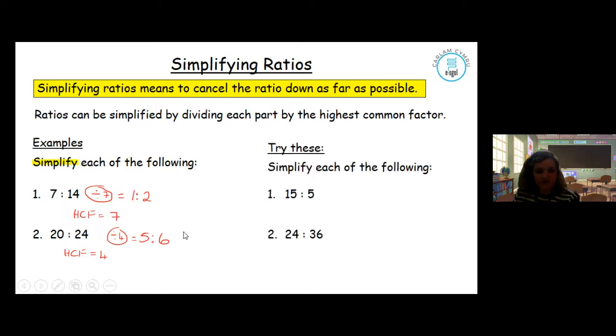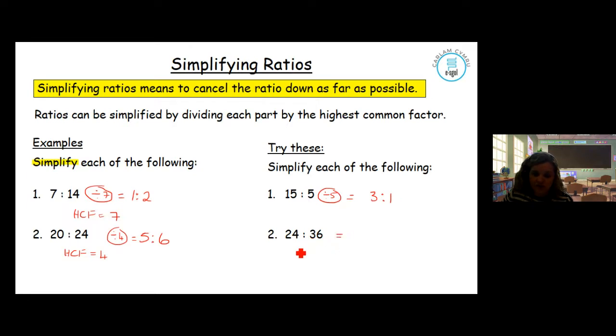If you want to pause the video, have a go at a couple of questions you can see on the right. I'll give you a few seconds to pause it and then I'll start going through them. Okay, so the highest common factor here is 5. I'm going to divide both parts of this by 5, giving me 3 to 1. 5 goes into 15 3 times, and 5 goes into 5 once.